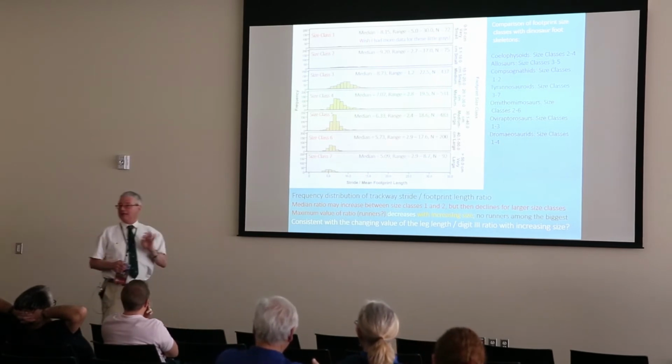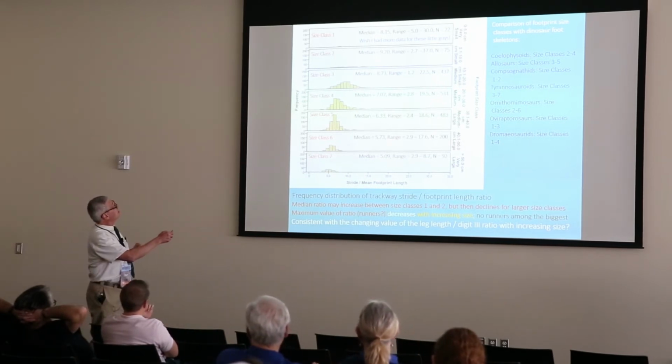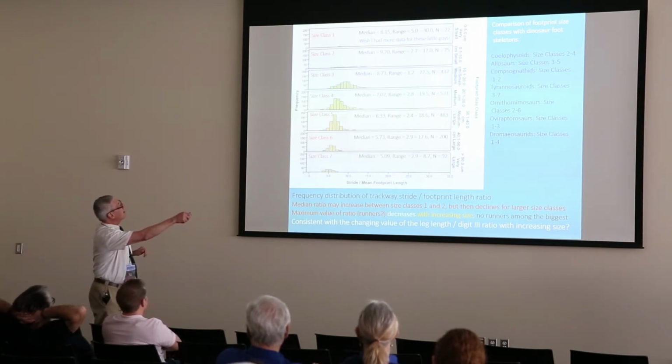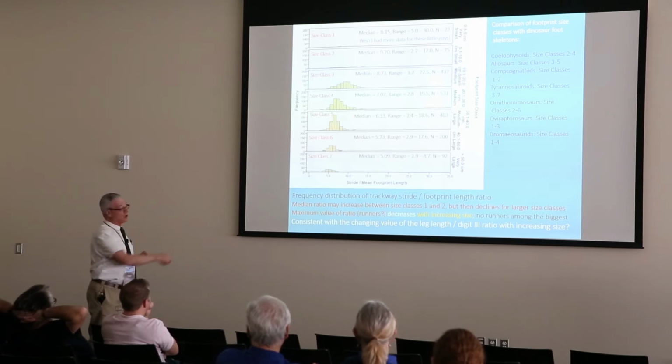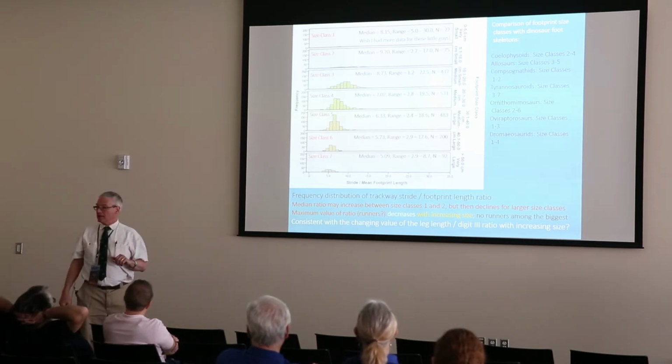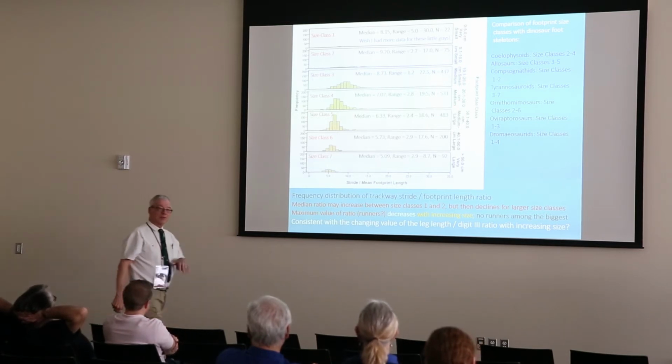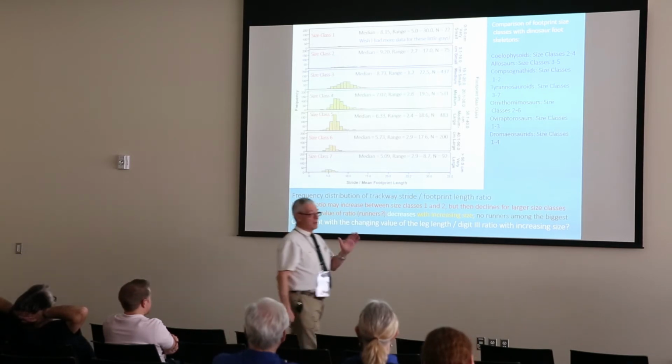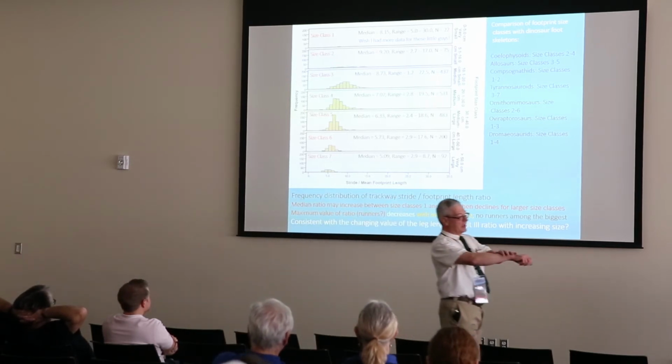Anyway, if you look at these distributions, it does look, even though there's not as many data as I'd like, only 22 trackways in the very smallest, the median is around 8, and as you go to slightly larger, it gets down to 9, and then it starts going down, getting smaller and smaller as you get toward the big guys. That's more or less consistent with what I saw in the pattern of the ratio of limb length to digit 3 length.